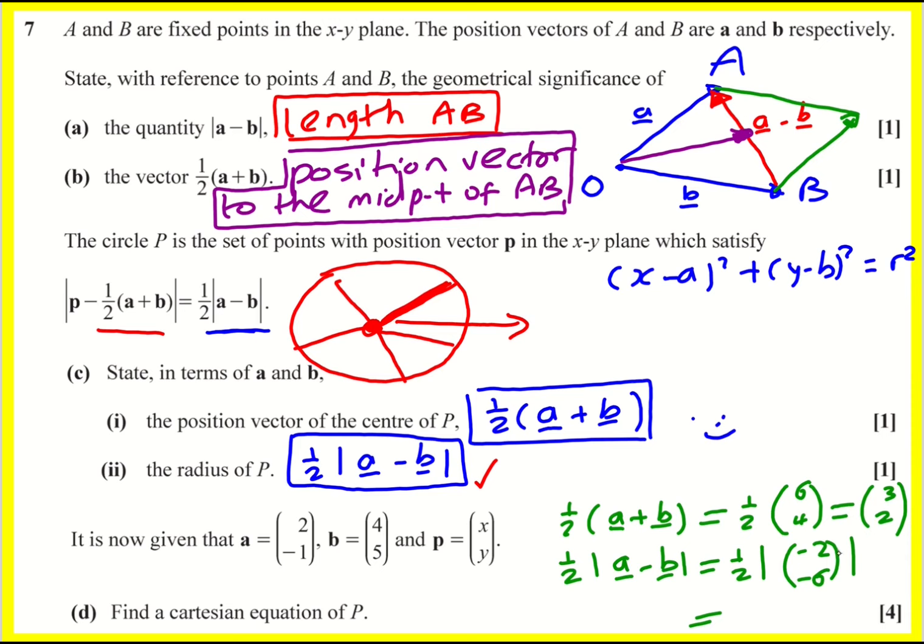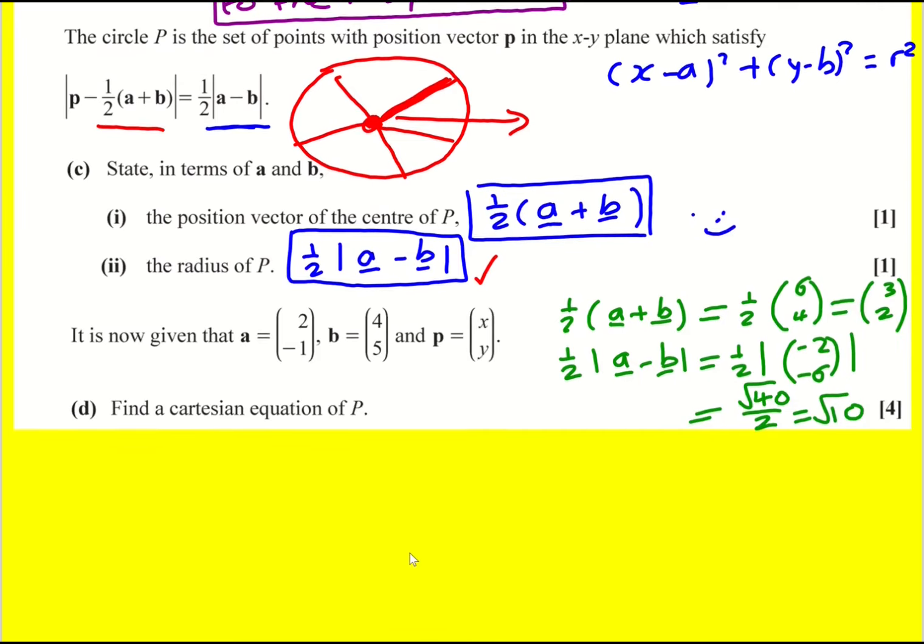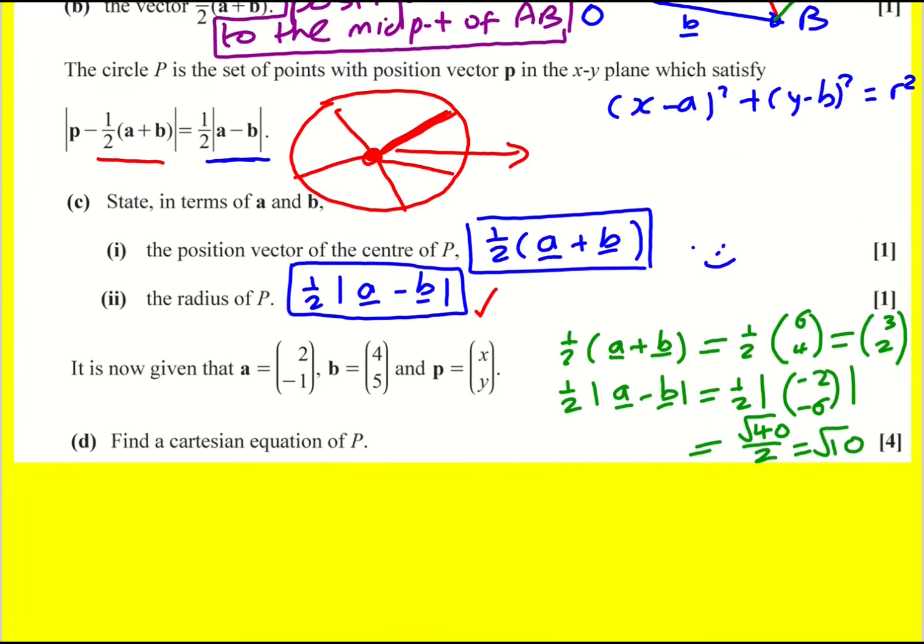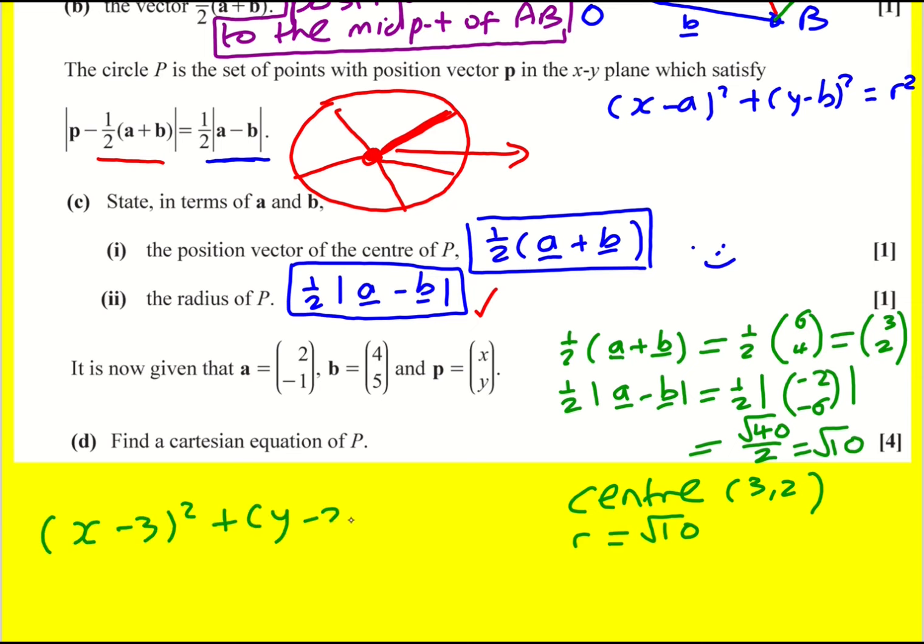Now to find the magnitude of that, I just use Pythagoras' theorem. It's going to be 2 squared plus 6 squared, square rooted. That's going to be root 40. So it's root 40 over 2, which is the same as root 40 over root 4, or root 10. So that's my radius. And we're basically there, because the position vector to the center means that the center itself is then (3, 2), and the radius is root 10. So that means (x minus 3) squared plus (y minus 2) squared is equal to 10.